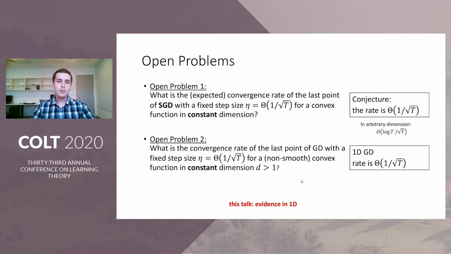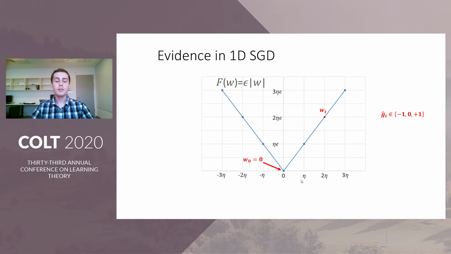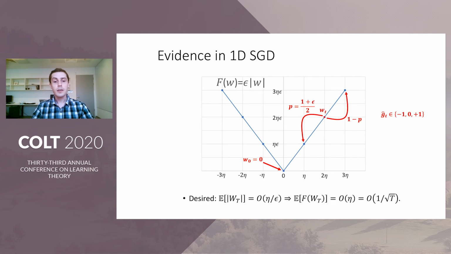All right. So now we'll be dealing with some evidence for the one-dimension SGD. Let's look at the absolute value function times epsilon and a very specific gradient which either goes up with probability 1 minus p or, with probability p, goes down. And what we desire is that the absolute location would be of magnitude eta divided by epsilon, because this is going to give us the desired bound on the function itself.